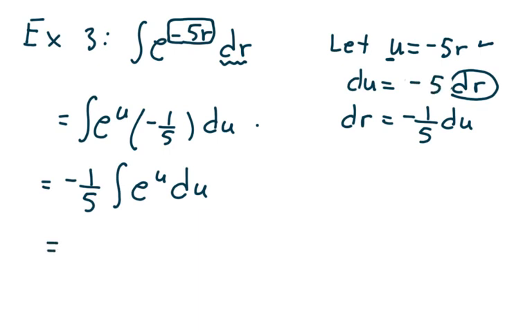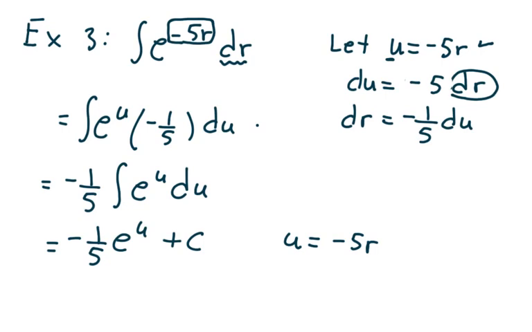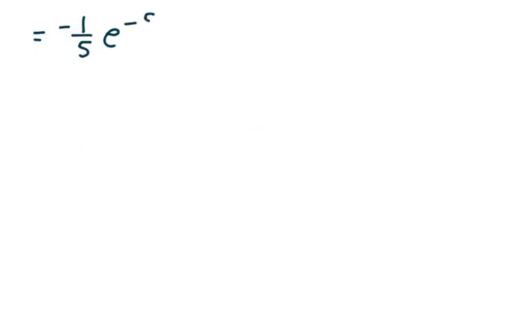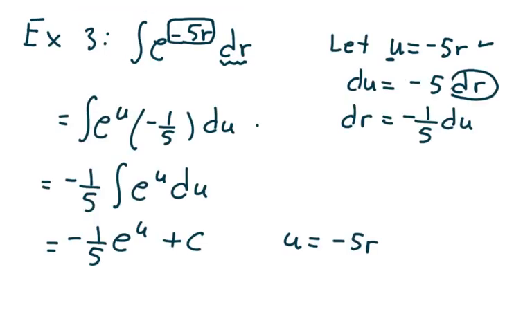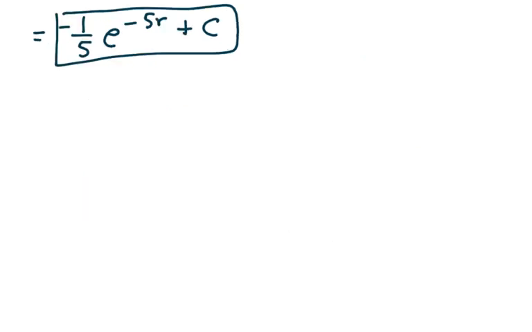And so this is the following. You get negative 1/5 times the integral of e to the u, which is e to the u plus c. But remember that u is negative 5r. And so this is negative 1/5 e to the negative 5r plus c. The key to these is you have to remember to put it back in terms of r. It's not enough to leave it in terms of u. And that was example 3.